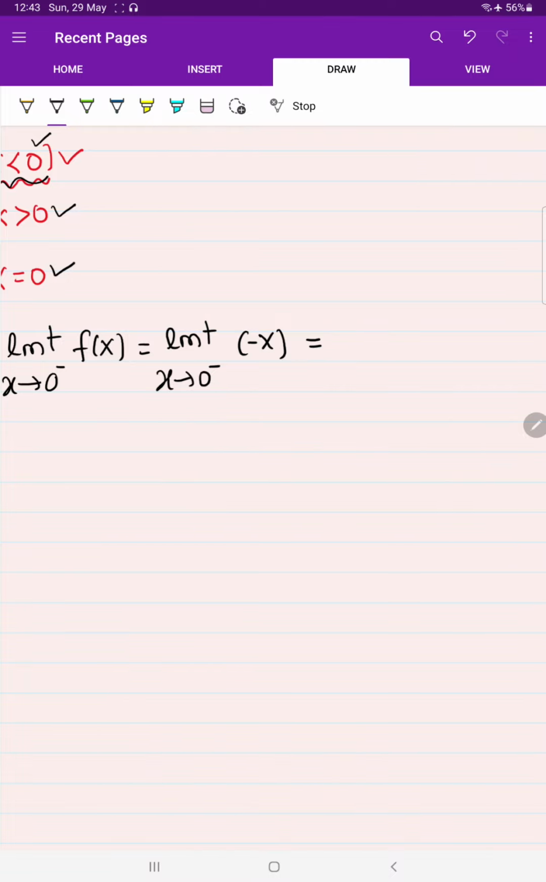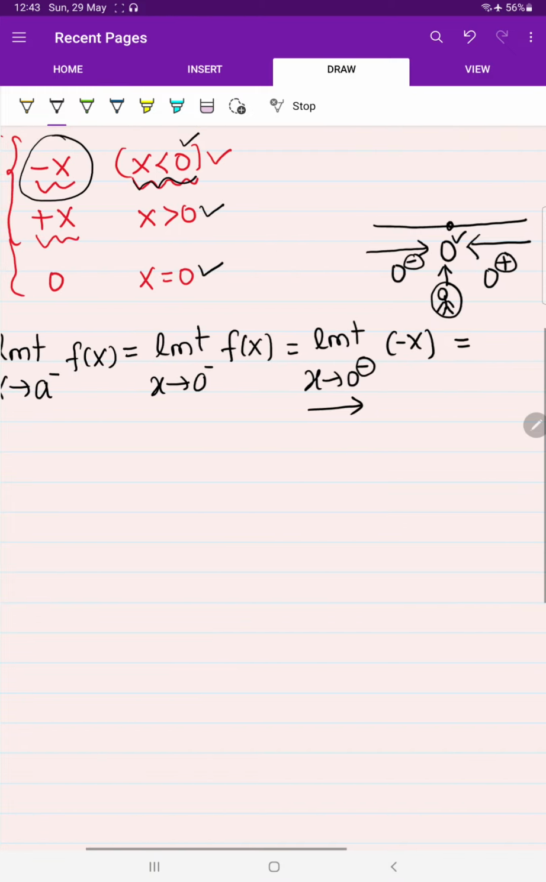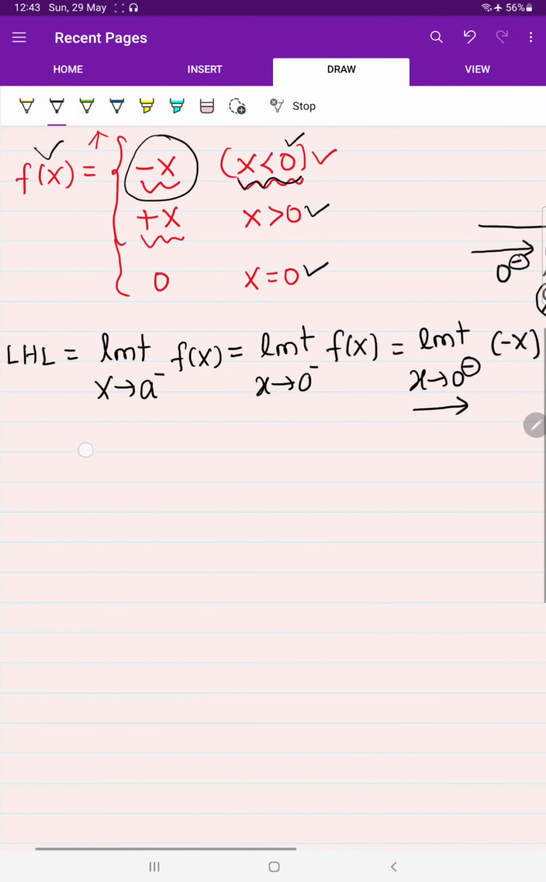Now 0 minus indicates that we are coming from the left hand side close to that point 0. Let me define it like this. I am selecting a point 0. If you are traveling from the left hand side, it is defined as 0 minus. If you are traveling from the right hand side, it is defined as 0 plus. If you are directly standing at this specific point, it is simply defined as 0 without any minus or plus. So 0 minus indicates that we are coming from the left hand side. That's why I have written that this is the left hand side limit.